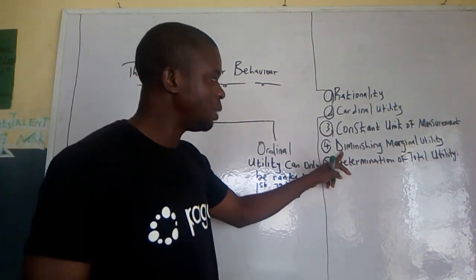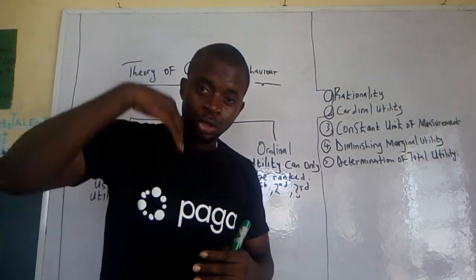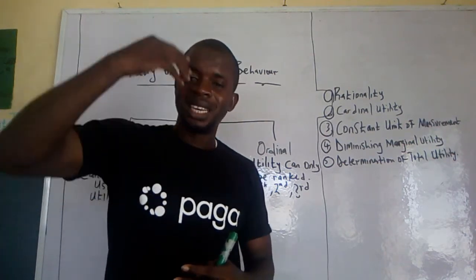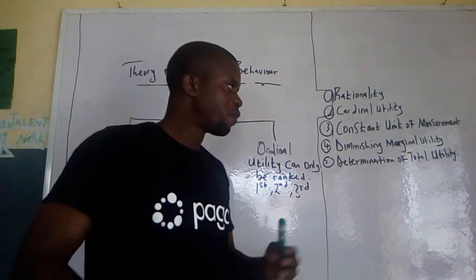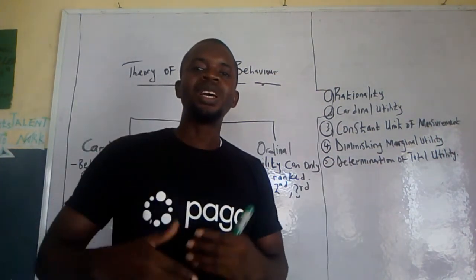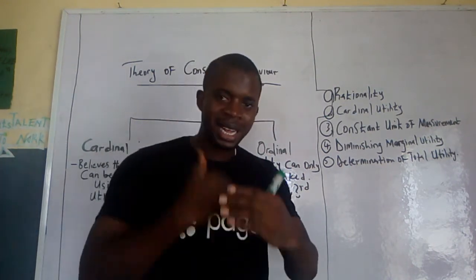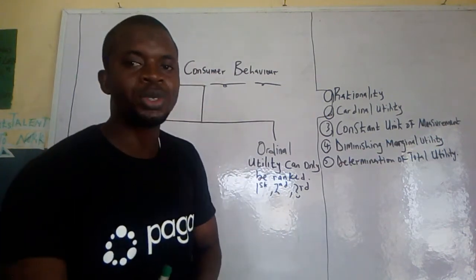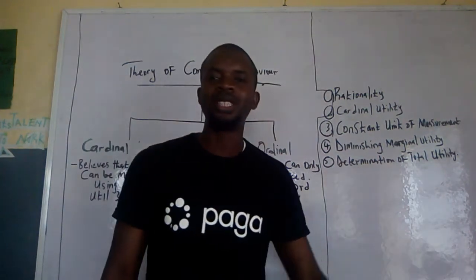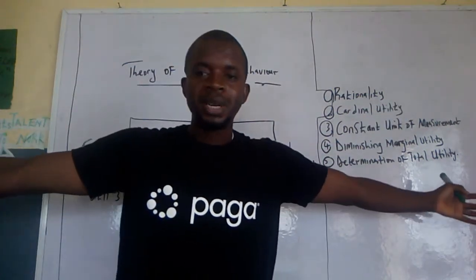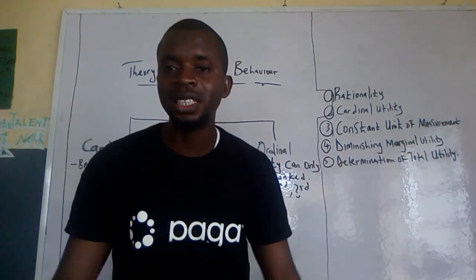Then the fourth one is diminishing marginal utility. They believe that as you consume goods or services, the satisfaction you get declines. Meaning that the first consumption will give higher satisfaction, then the subsequent ones will give less satisfaction, as it comes down the ladder. Then the last one is the determination of total utility. Your total satisfaction can only be determined by the basket of goods or services you consume.